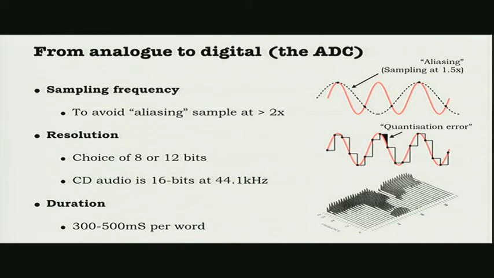Okay, so compact disc audio is typically 16 bits and sampled at 44 kilohertz. And words are typically 300 to 500 milliseconds long. So all of this information tells us roughly the speed at what we need to sample, roughly how many bits we want, and how much memory we're going to need to record words.